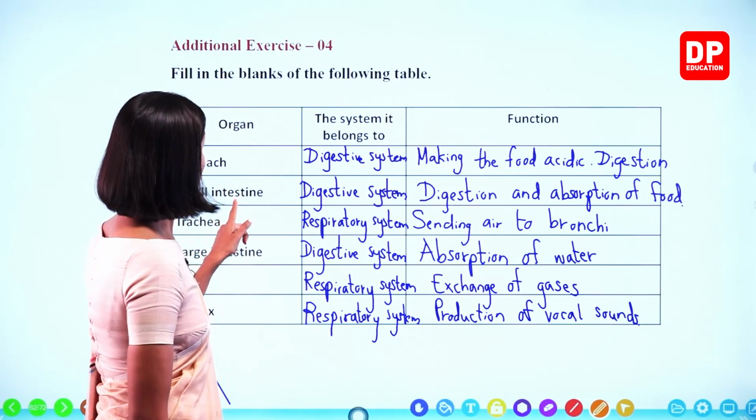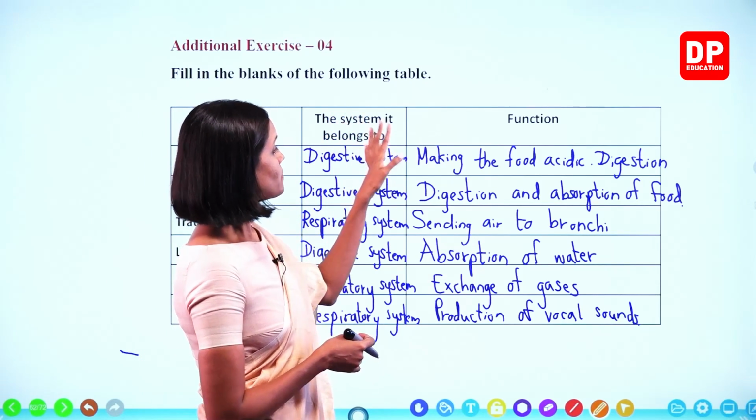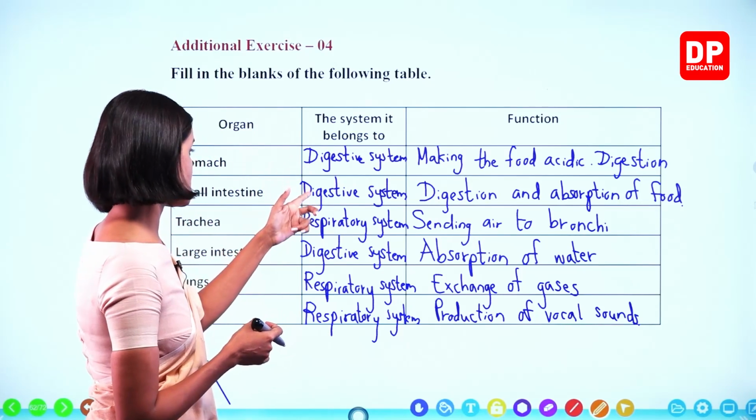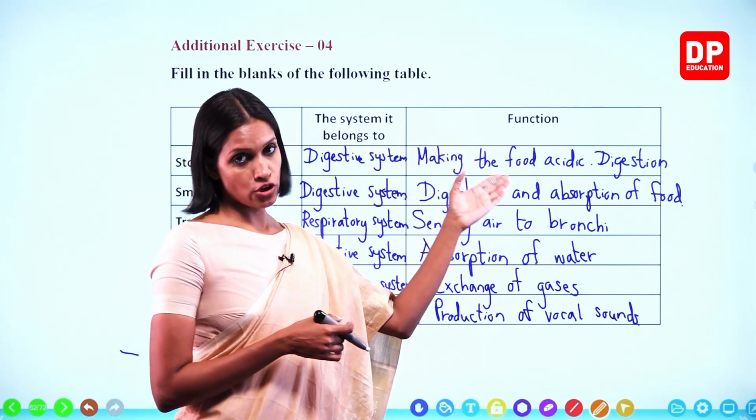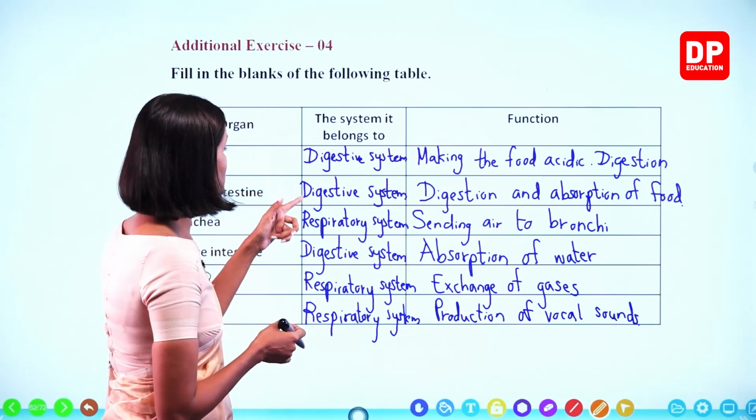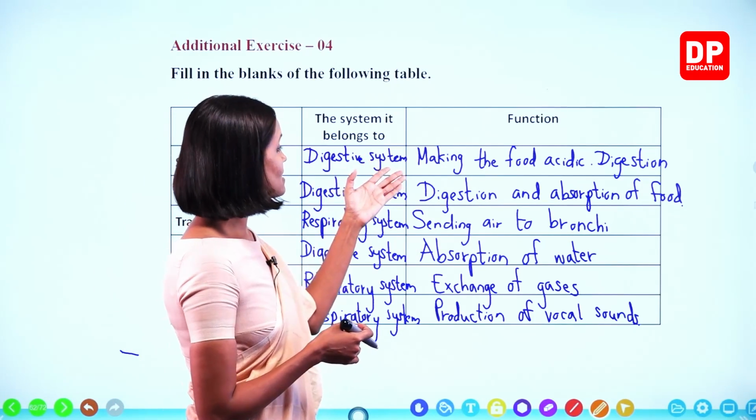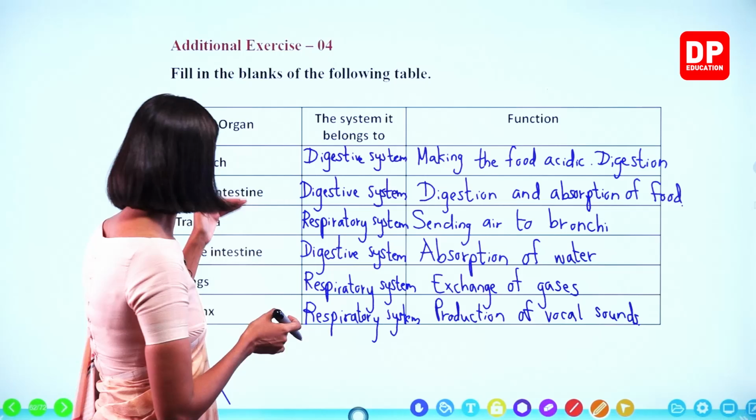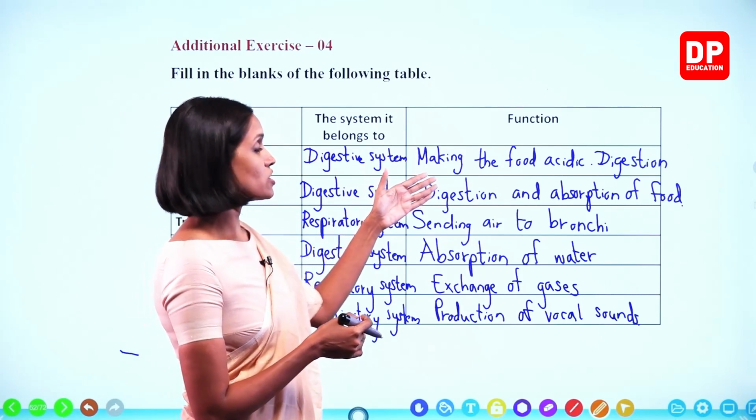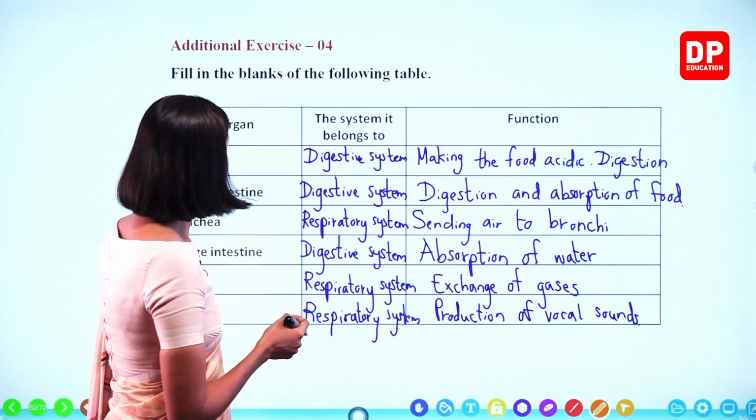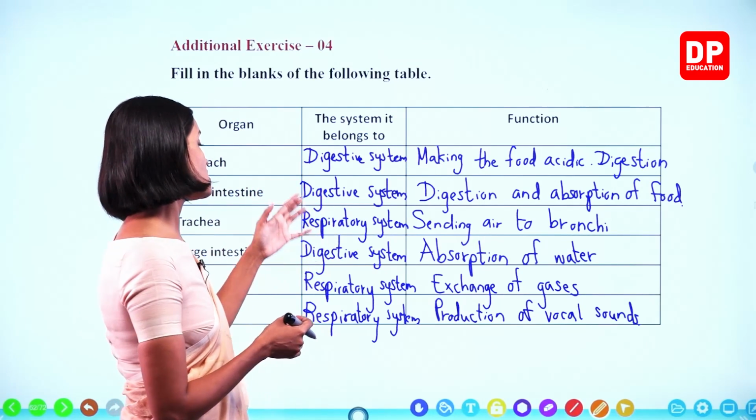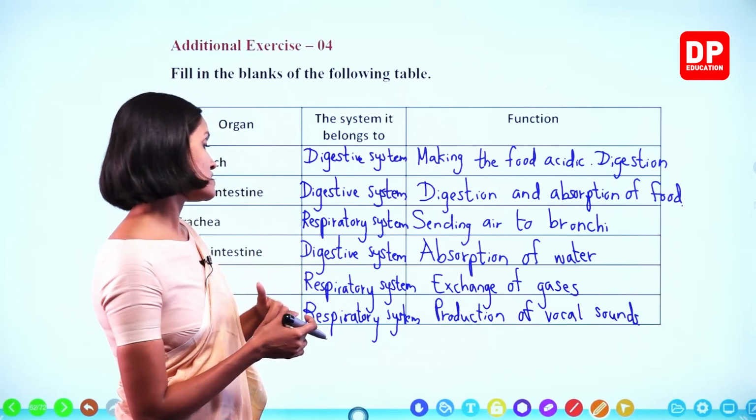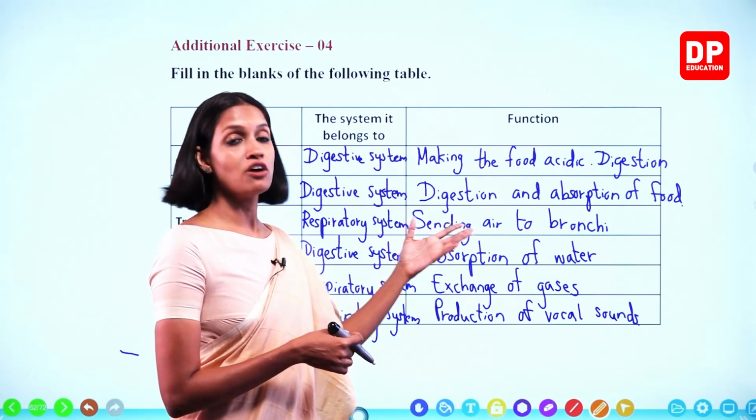Right? So the stomach belongs to the digestive system. Making the food acidic and digestion are the functions. Small intestine belongs to the digestive system. Digestion and absorption of food. Right? Trachea, respiratory system. The function is sending air to bronchi or directing air to bronchi. Right? Large intestine, digestive system, absorption of water. Right? Lungs belong to the respiratory system and the function is exchange of gases. And larynx belongs to the respiratory system again. Its function is production of vocal sounds.